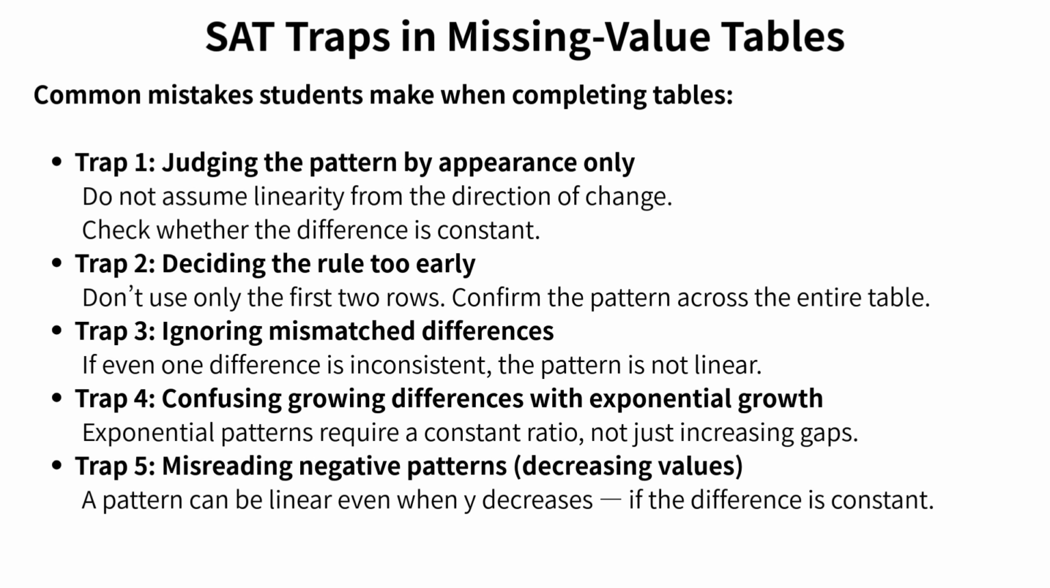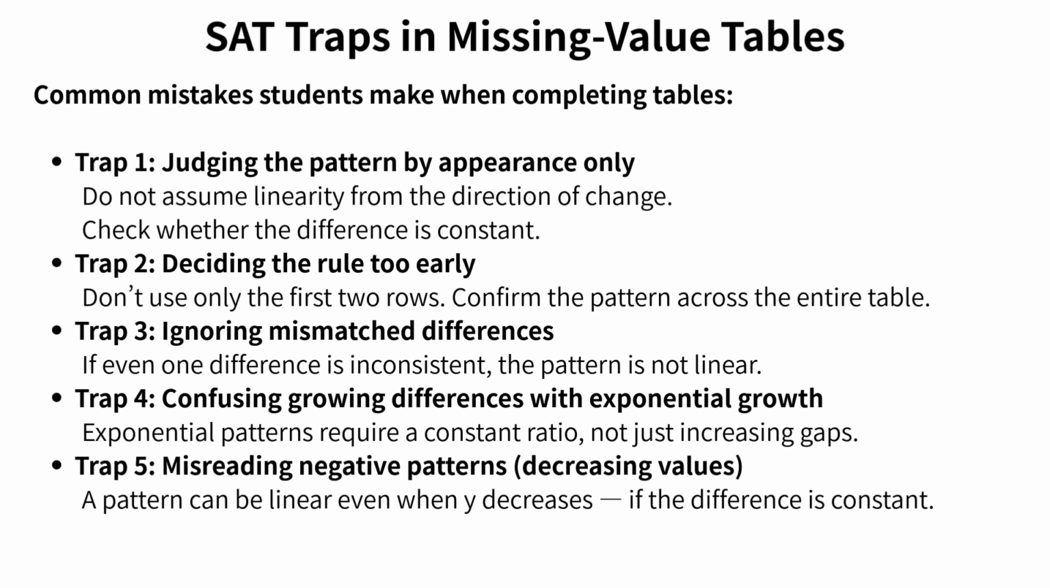Here are the most common traps students fall into when completing missing value tables on the SAT. First, many students rely on the visual impression and assume a pattern is linear simply because the values appear to increase steadily. But what matters is not the direction of change, but whether the amount of change is constant.